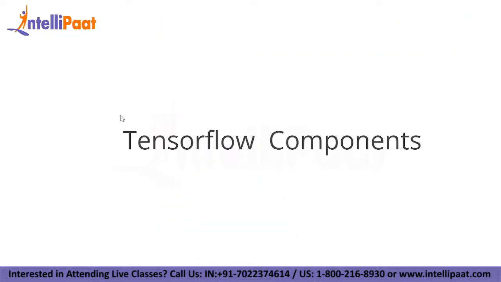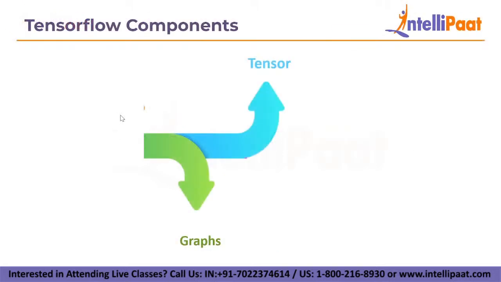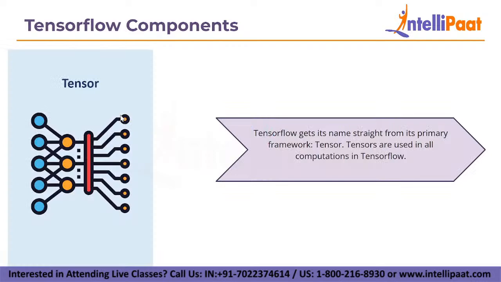Now, let's discuss the TensorFlow components. TensorFlow has the following components: tensors and graphs. Tensor gets its name from the primary framework, Tensor. Tensors are used in all of the computation in TensorFlow. A tensor is basically an n-dimensional vector or matrix that represents all kinds of data. A tensor's values all have the same data type and a known, partially known shape.